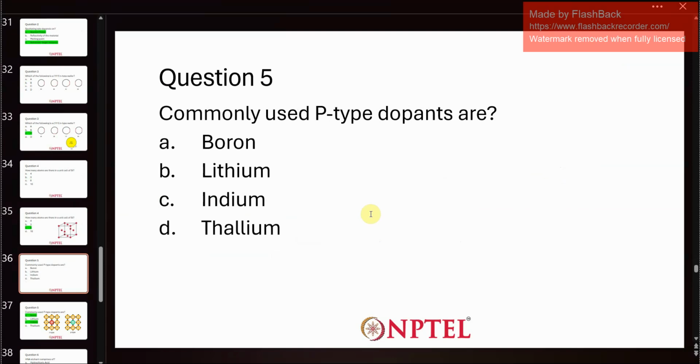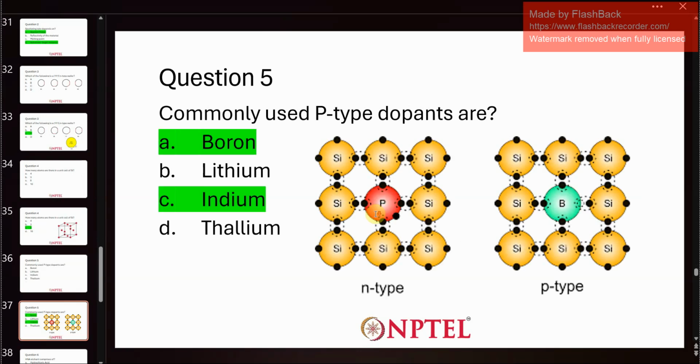Which are the commonly used p-type dopants? We always know we have p-type dopants and n-type dopants. So we have boron, lithium, indium, thallium. The answer here for p-type is boron. In p-type, holes are the charge carriers.